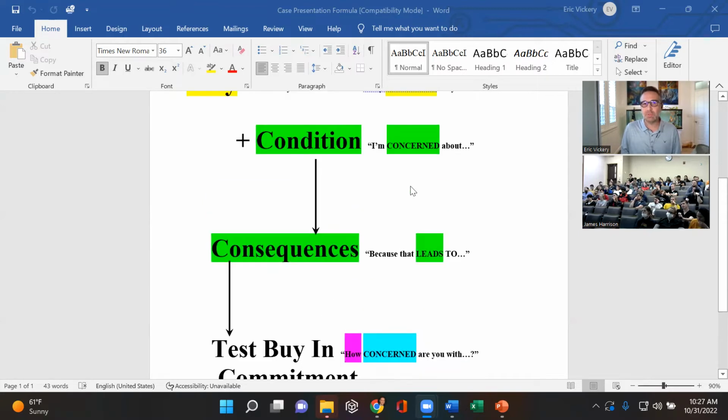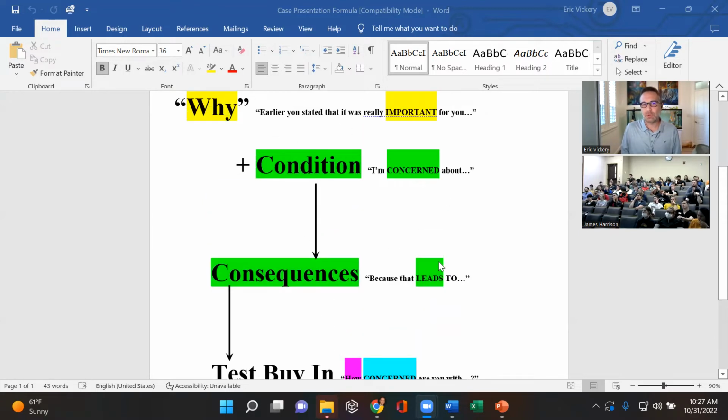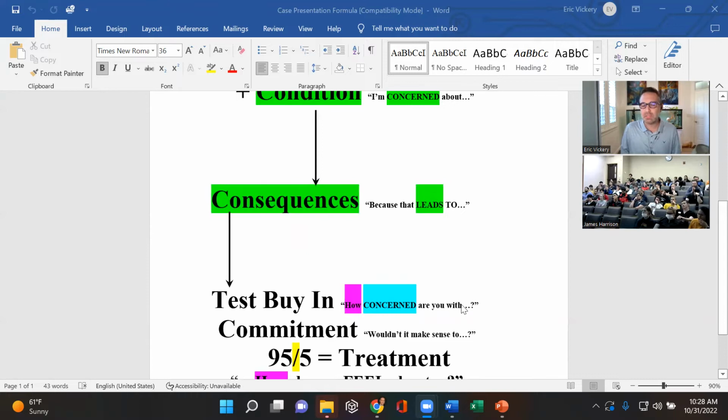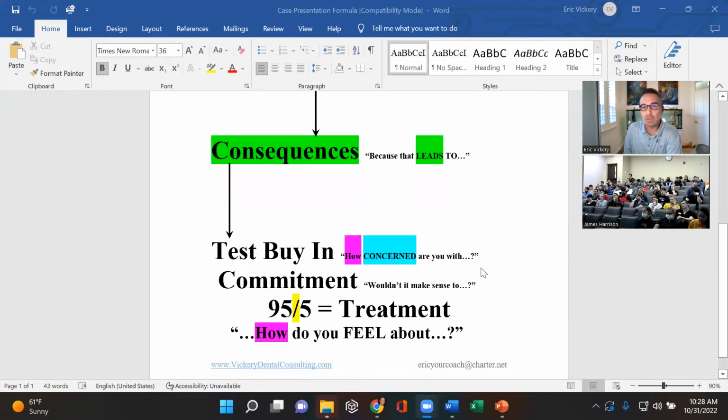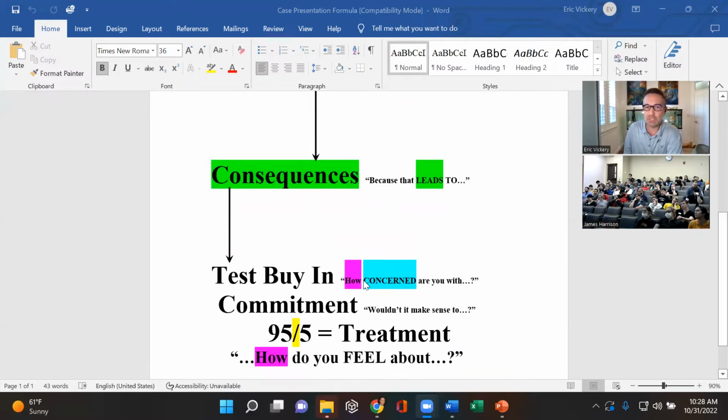Most of the time, if you're doing this first half really well, and you ask them, how concerned are you with this infection in your gums? How concerned are you with the cavities in your teeth? How concerned are you with this space right here that's causing the other teeth to shift? How concerned are you with stopping this from causing you to break a tooth or a toothache? Most of the time they say, yeah, I'm concerned about it. The reason I highlighted how is because it's an open-ended question. Not, are you concerned? Yeah, I'm concerned about it.